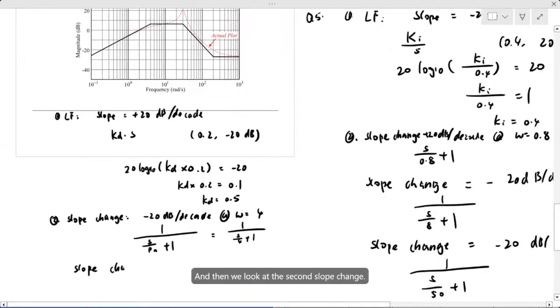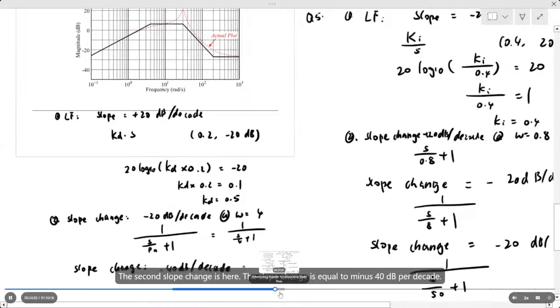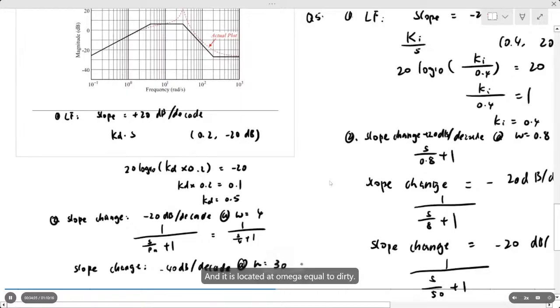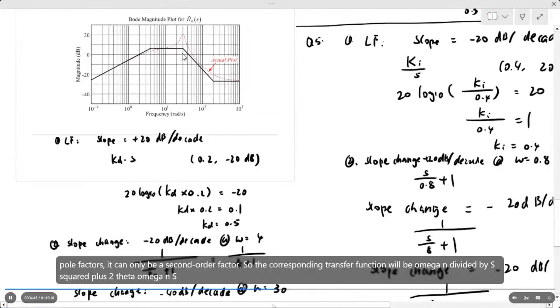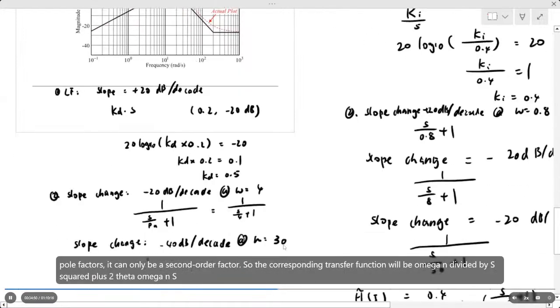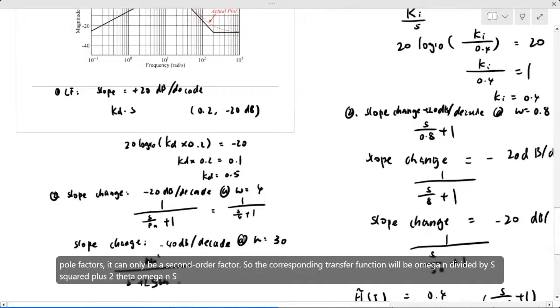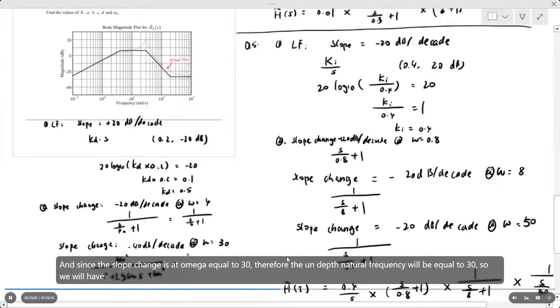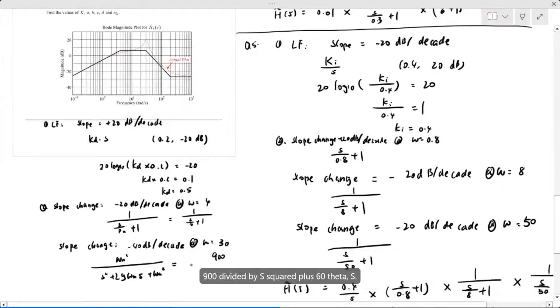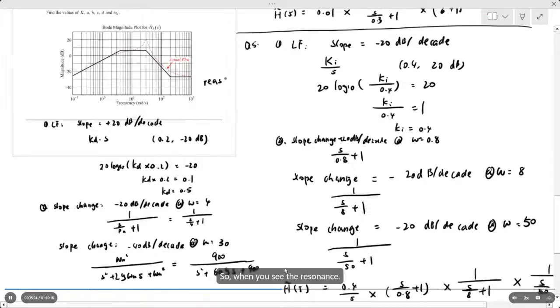And then we look at the second slope change, which is here. The slope change is equal to minus 40 dB per decade, and it is located at omega equal to 30. Since we have a resonance here, it cannot be double pole factors, it can only be a second order factor. So the corresponding transfer function will be ωn² divided by s² plus 2θωn s plus ωn². Since the slope change is at omega equal to 30, the undamped natural frequency will be 30. So we will have 900 divided by s² plus 60θs plus 900. So when you see the resonance, it can only be the second order factor.